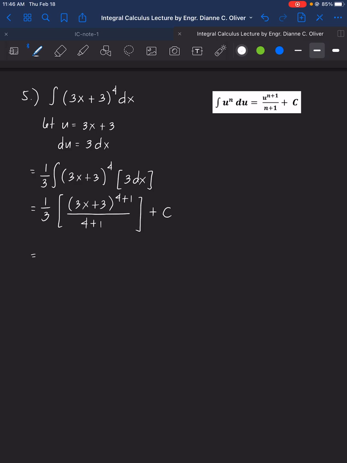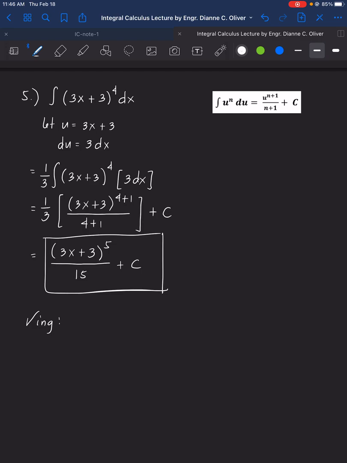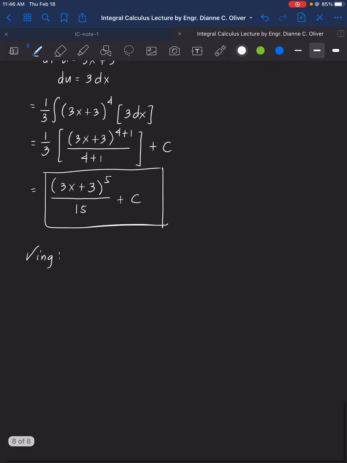So the final answer here is (3x plus 3) raised to 5 all over 3 times 5, that becomes 15, plus c. This is the answer. Now let's find out if what we did is correct, if this really is the correct answer, by differentiating the answer. So differentiate d/dx of 1 over 15 (3x plus 3) raised to 5 plus c.